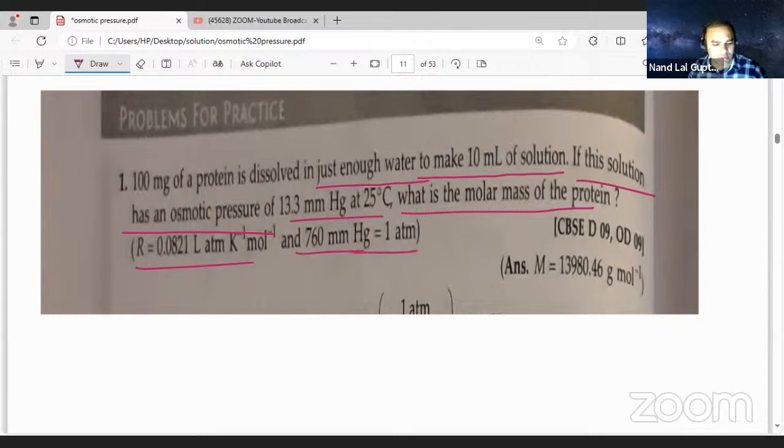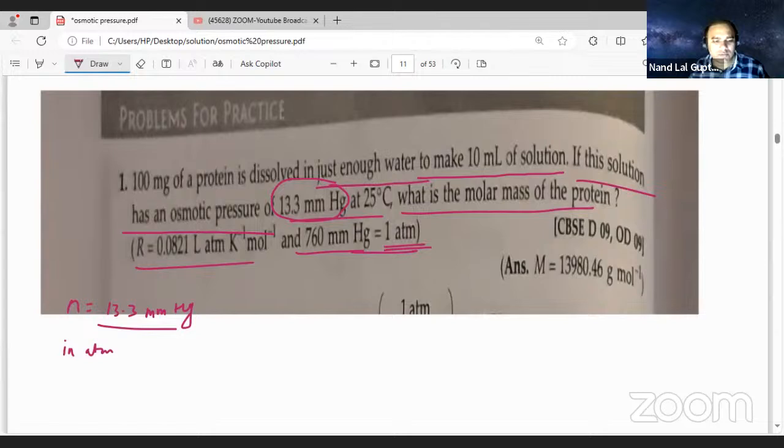So this is there, students. How can we solve this question, student? This is again going to be very simple, because here the pi value they have given in mmHg. So let's try to solve it out, student. So pi is equal to 13.3 mmHg. If you want to calculate in ATM, because the R value is given in ATM, 760 mmHg is equal to 1 ATM.